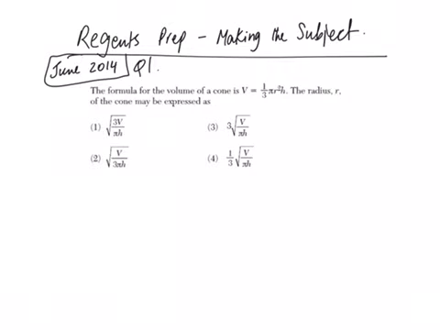Alright, so we've got this question. The formula for the volume of a cone is V equals 1/3 pi r squared h. We want to find r, the radius of the cone. Now we are given V is equal to 1/3 pi r square h. We want to isolate this r.